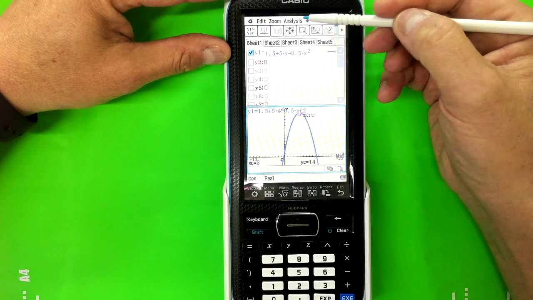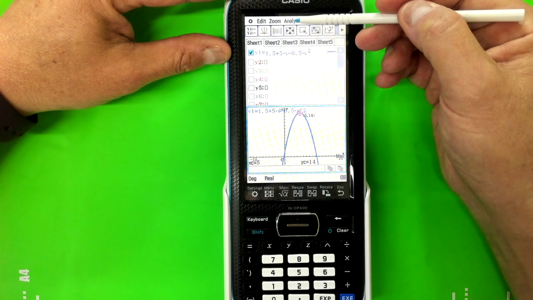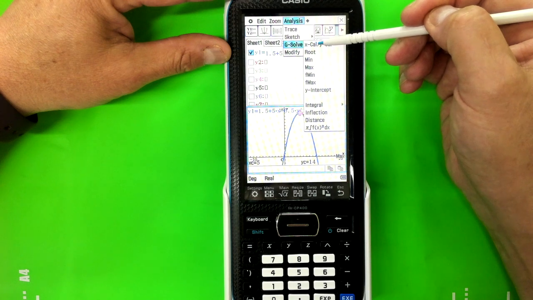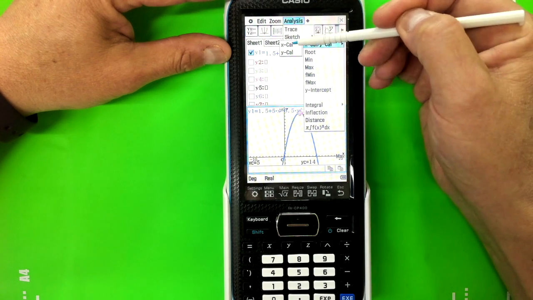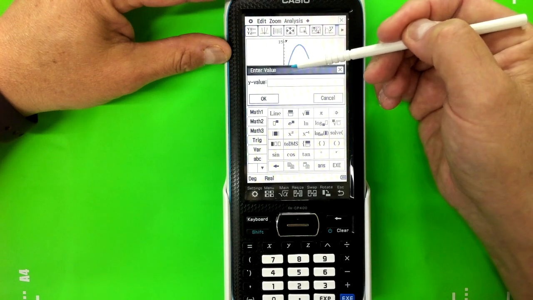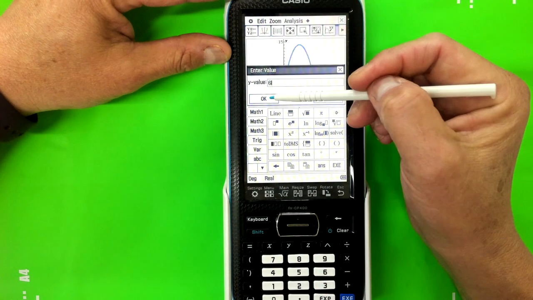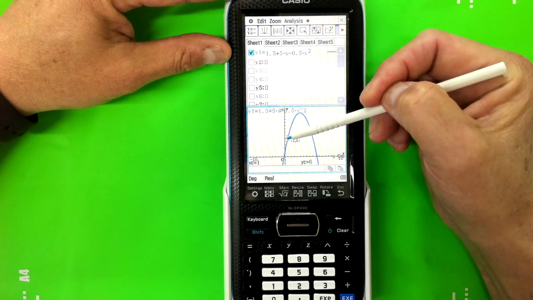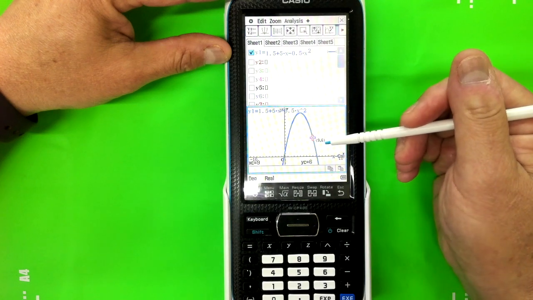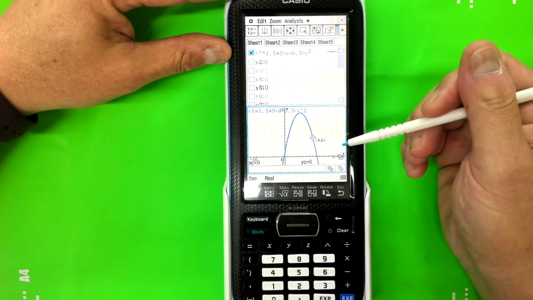Now, if we want to find the time when the height is 6 meters, we go to Analysis, G-Solve again. This time, we need x-Cal. We are looking for x, which is the time, knowing the y. So it will ask you the y value, which is h. If we type in 6 and click OK, it will give you the first value, and then use the cursor. It will find you the next value. So you know that is t equals 1 or t equals 9.